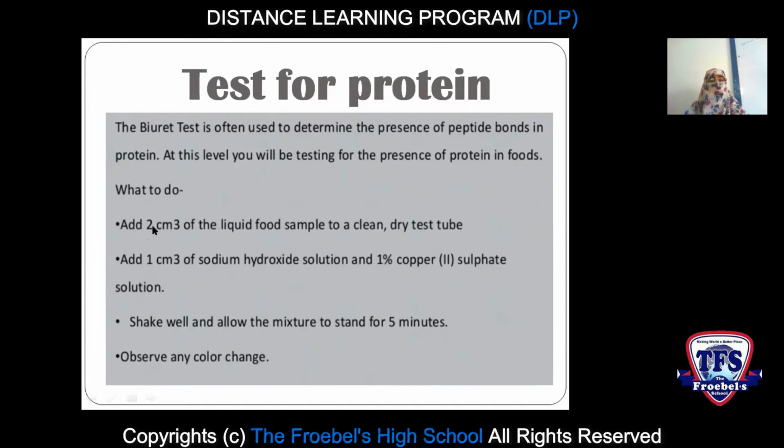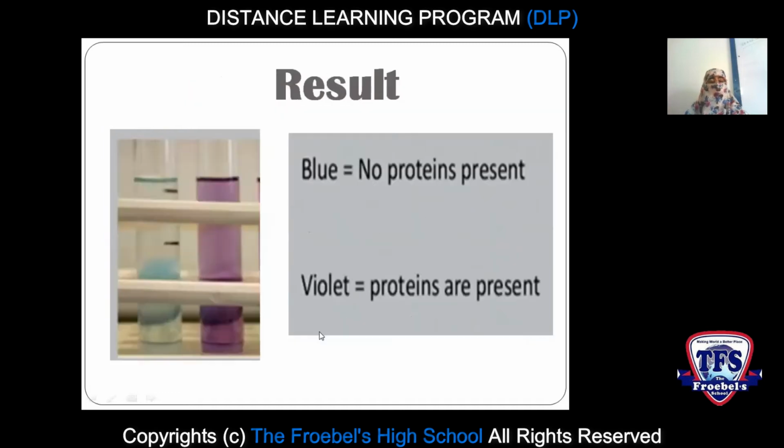What are the steps? Add 2 cm³ of this liquid food sample to a clean dry test tube. Add 1 cm³ of sodium hydroxide solution and 1% copper sulfate solution. Shake well and allow the mixture to stand for 5 minutes. Observe color change. If protein is absent, it will show this type of blue color. If protein is present, it will show this type of purple color, violet color, or mauve color.